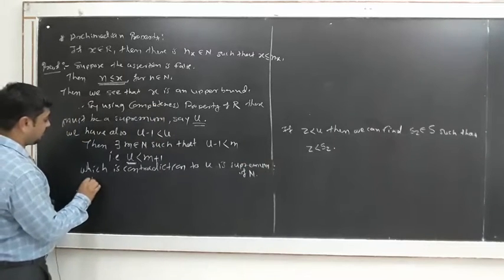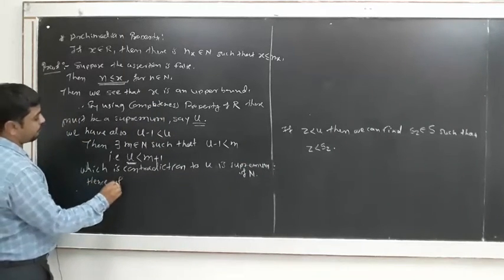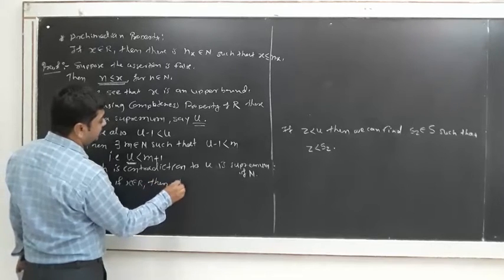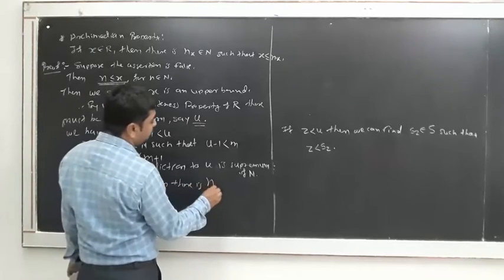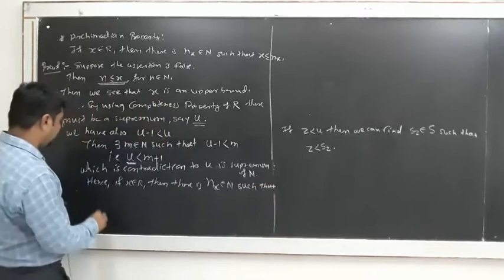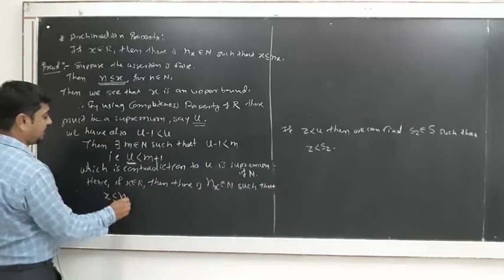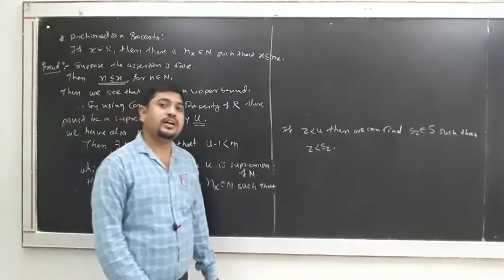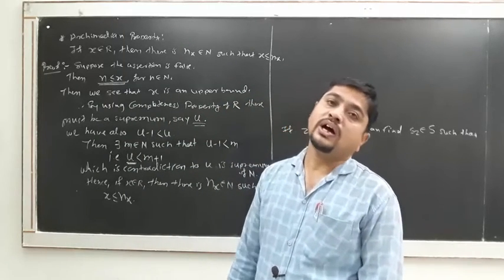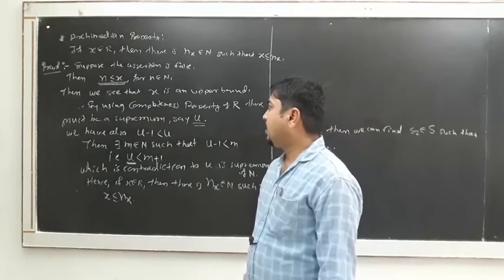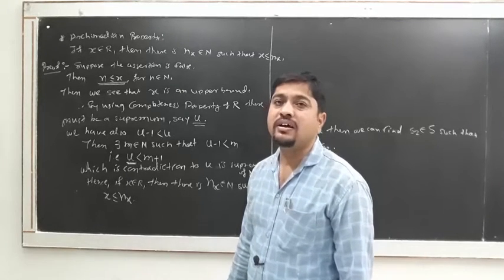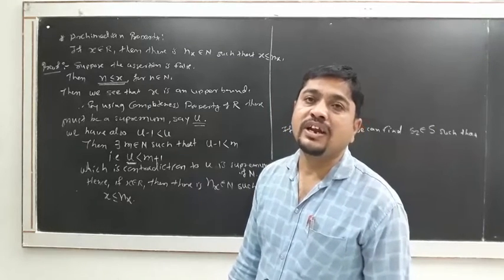Hence, if x belongs to R, then there is an n_x belonging to N such that x is less than or equal to n_x. Therefore, we can say that the set of natural numbers is unbounded, or it has no upper bound. So the Archimedean property is simply this: for any real number we can find a natural number which is greater than the real number.